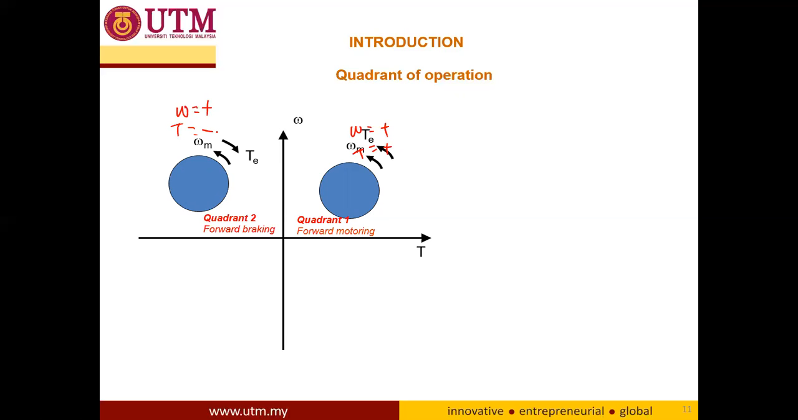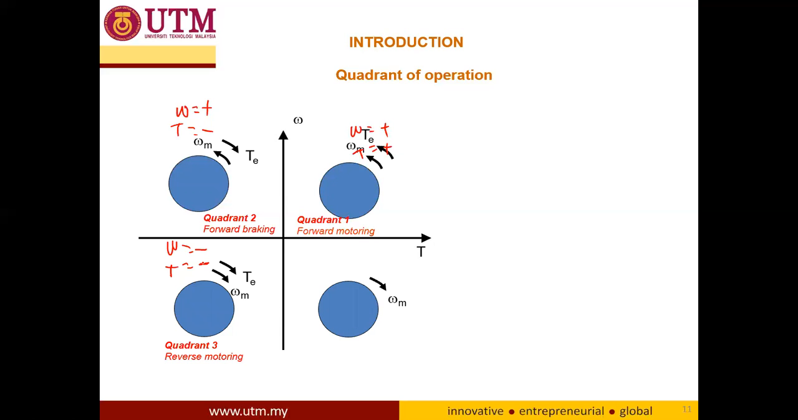This one we call forward braking. The third quadrant is where the speed is negative and the torque is negative. This one is what we call reverse motoring. And the last one is where the speed is negative but the torque is positive, meaning that this one is reverse braking.